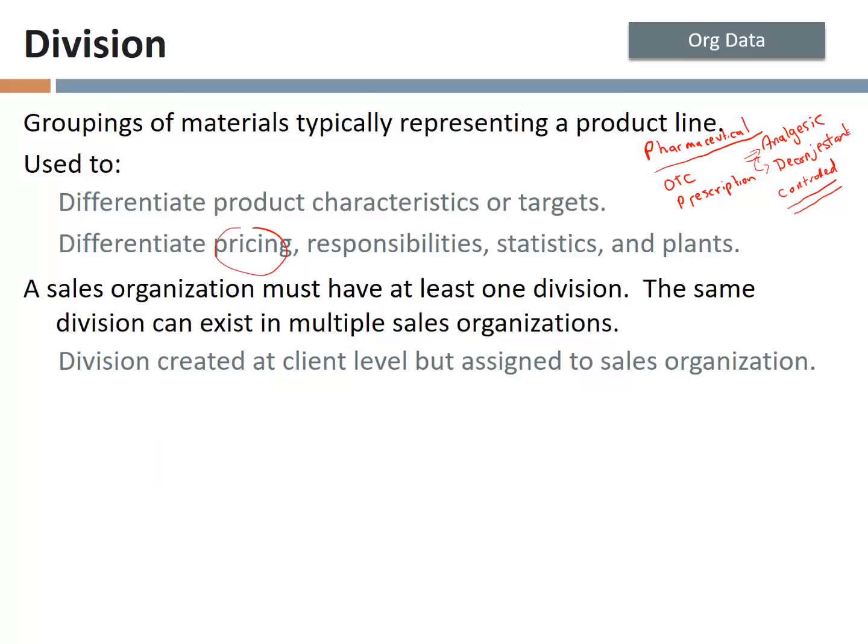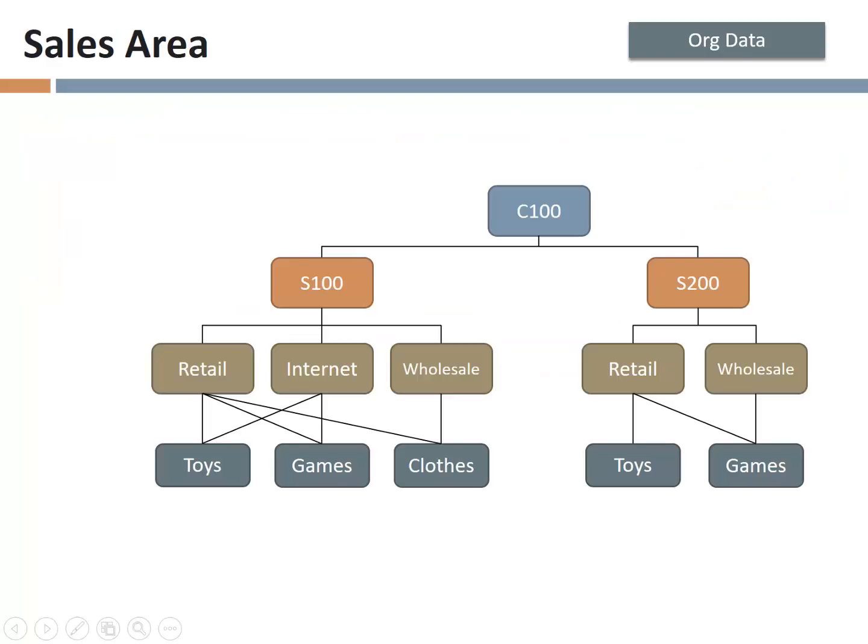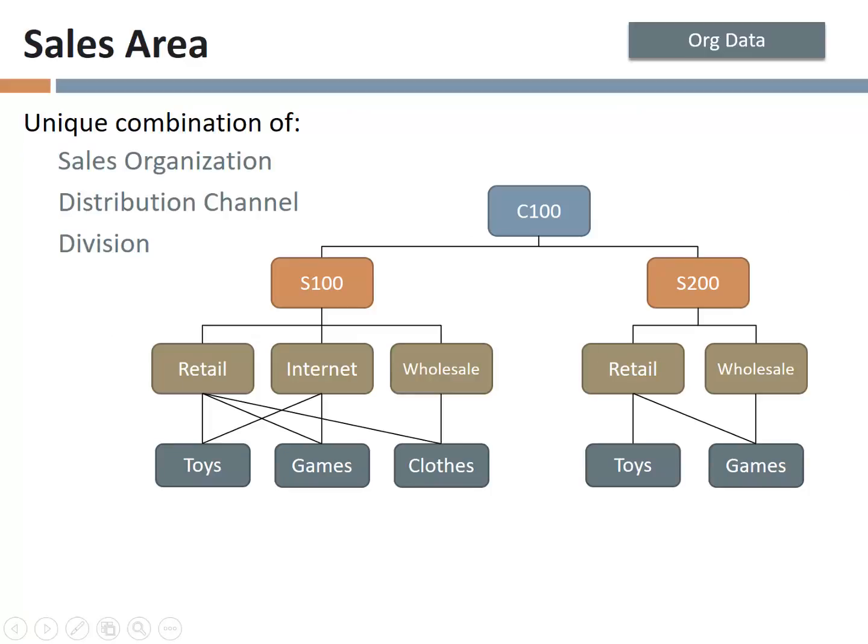So I put this up: the sales organization has to have at least one division. A division can exist in multiple sales organizations. A division is created at the client level, but assigned to a sales organization. So this brings us back to what we have seen before, which is the concept of a sales area. A sales area is just a valid combination of a sales organization, a distribution channel, and a division.